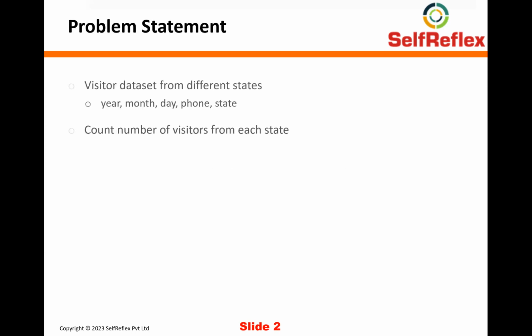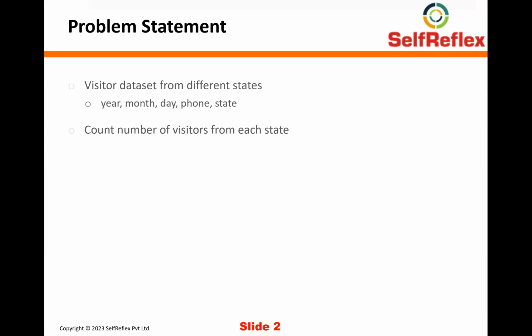Let's first look at the problem statement that we are going to solve with this very little exercise. We have a data set of visitors at a particular place from different states. The format of the data is that it contains the year, month, day, the phone number and the state from which a particular visitor visited, let's say, a vacation spot. I have obviously masked the phone numbers because we don't need the phone number in this case.